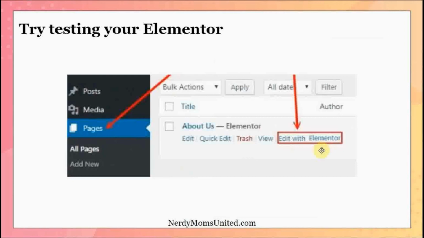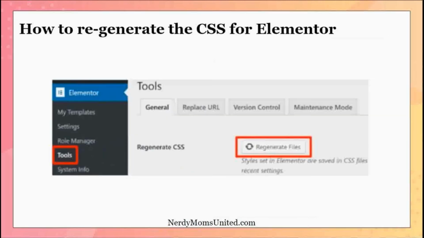If your page is not loaded and it's still stuck, then we're going to try the next thing. We're going to try to regenerate the CSS for your Elementor. To do this, we're going to go back to your Elementor tools. And remember, you can find this in your left navigational bar. You click on Elementor, click on Tools. In the first tab, which is the General tab, you're going to click on that. And then its very first option says Regenerate CSS, which is your cascading style sheet code.